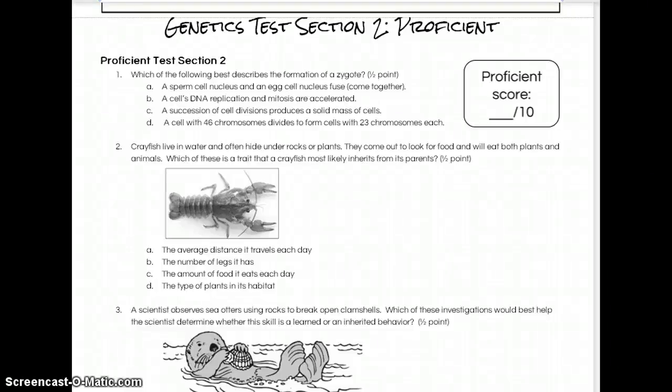Genetics Test Section 2, Proficient. Number 1. Which of the following best describes the formation of a zygote?